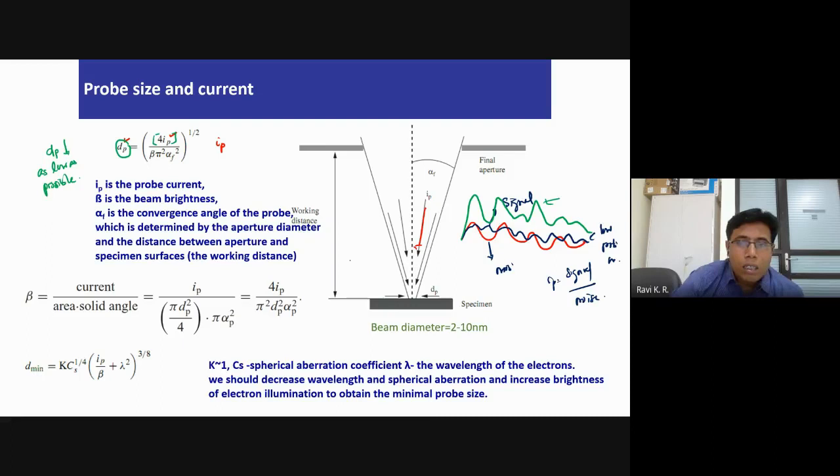Because the beam diameter plays a very important role. The smaller the beam diameter, the better the image. But again, when you keep on decreasing the probe current to a certain level, the noise and the signal will actually start giving a problem. So you have to see, this is what is happening here.